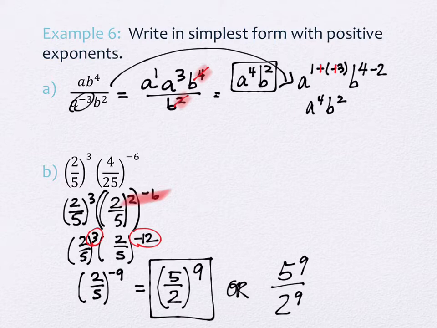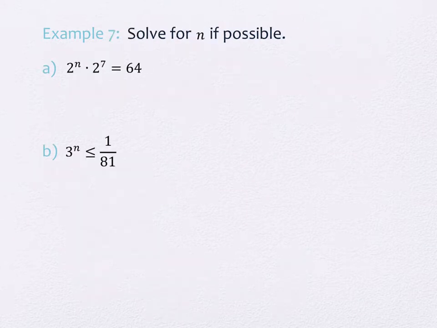Okay. Let's take a look at a different way that we can utilize our properties. So on example 7, what we're asked to do is to solve for the variable n. On the left-hand side, we have 2 to the n and 2 to the 7th, and they're being multiplied. So how can I combine those in a condensed way?